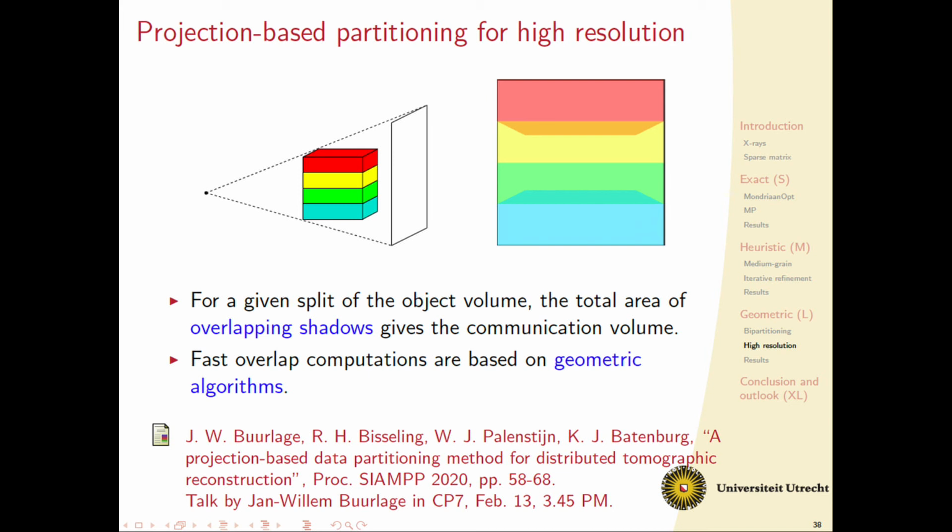So that is a projection-based method. It's purely geometric. It doesn't matter how many voxels you have. So with high resolutions, the continuous is a very good approximation of the discrete, because in the end, we do have discrete computation. And if you want to know more details of this, Jan Willem Buurlager will give a talk tomorrow in the papers section of this conference.